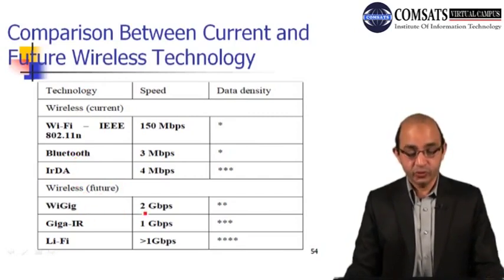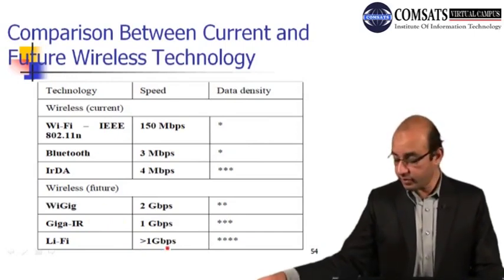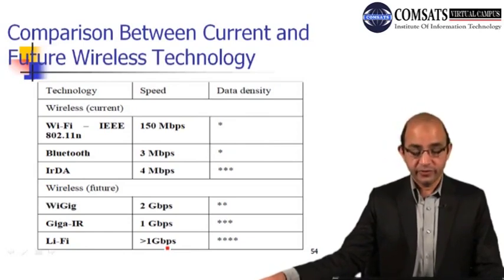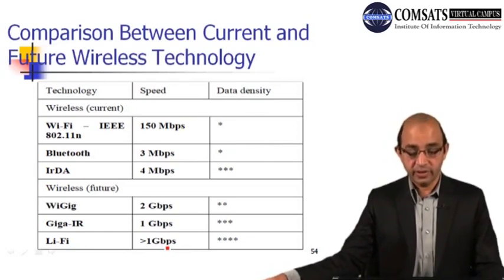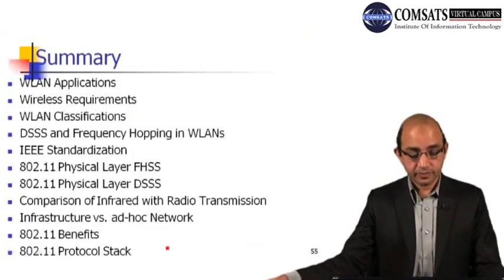WiGig, 2 gigabit per second. Then we have Giga IR, 1 gigabit per second, Li-Fi, 1 gigabit per second. So here we have the technologies which are being used and the future technologies and their data rate.